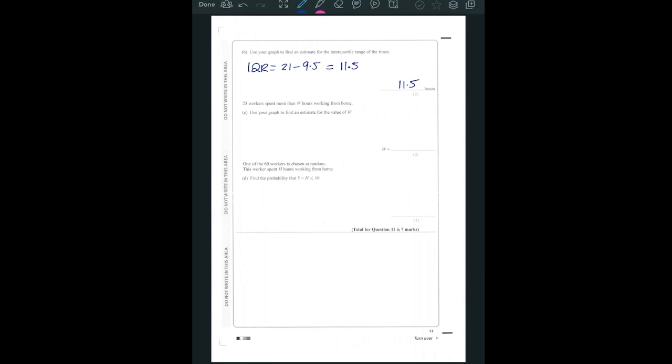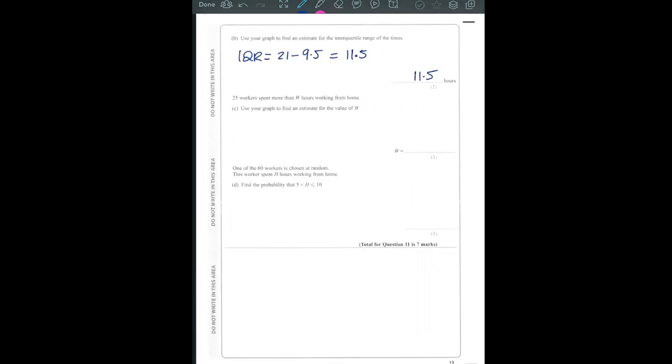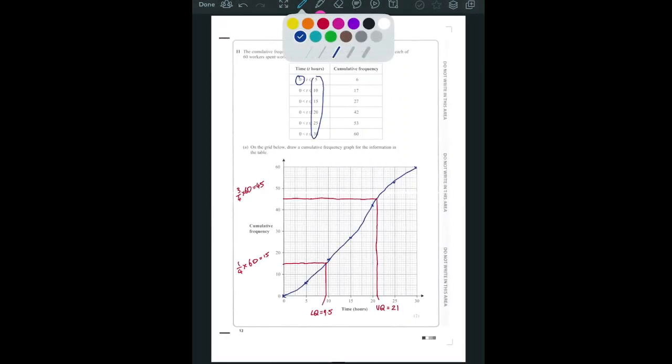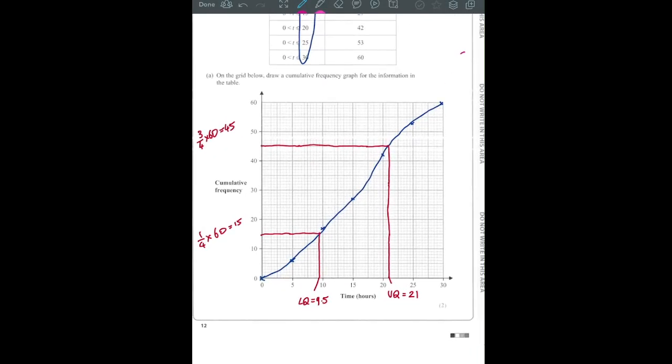25 workers spent more than W hours working from home. We need to be super careful because this is a more than. Cumulative frequency is all about less thans. So if 25 spent more than and there were 60 people, then 35 spent less. And that's the figure that I'm going to use. So back to my graph. 35 people spent less than my special figure. So I'm going to use 35 on my how many axis, my cumulative frequency.